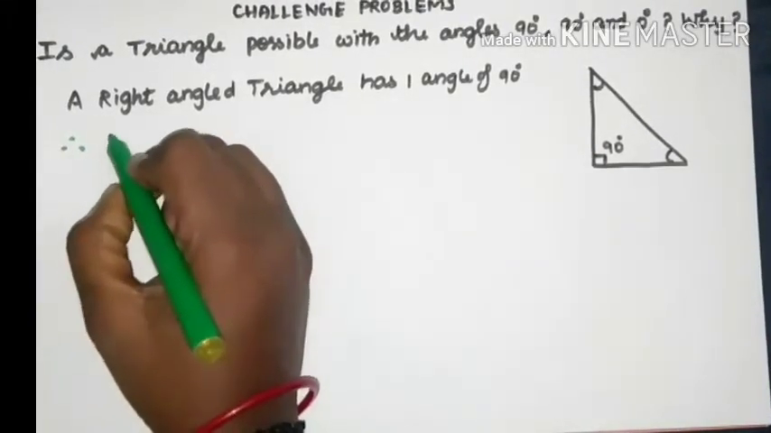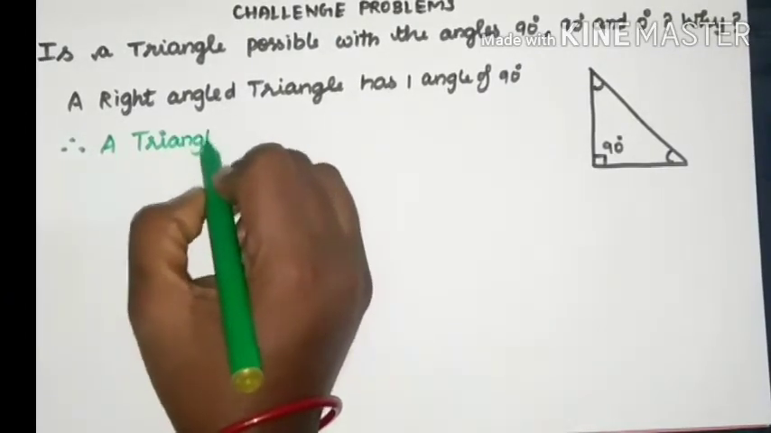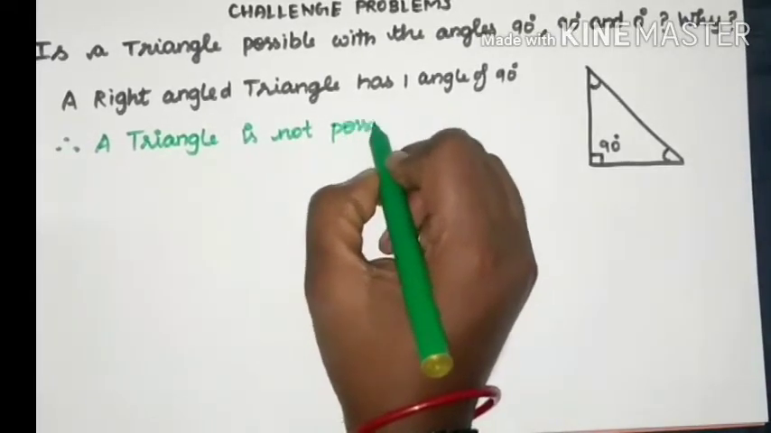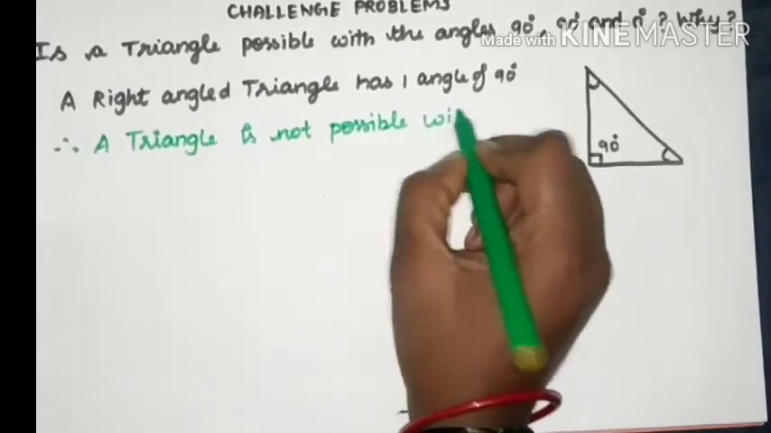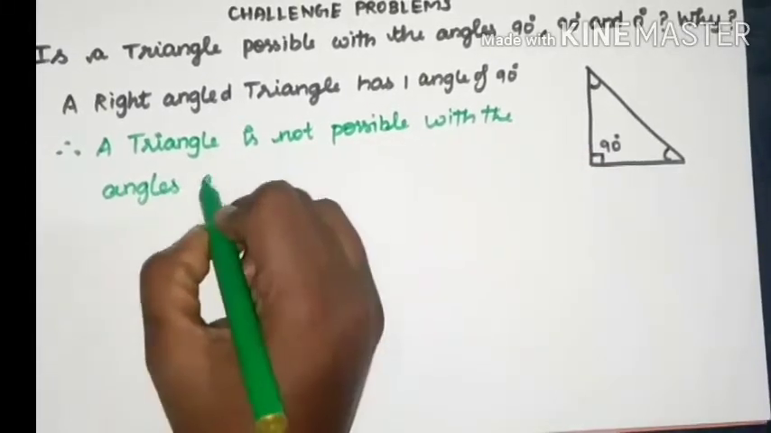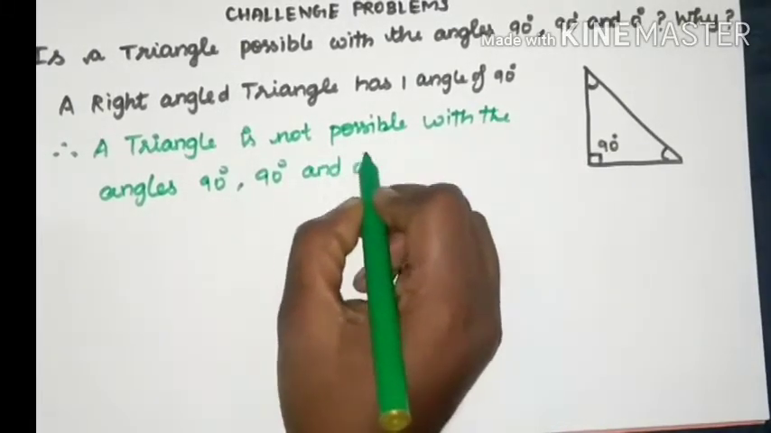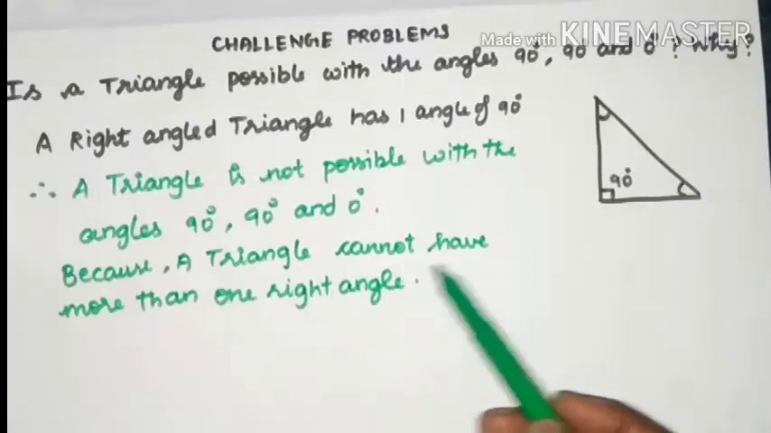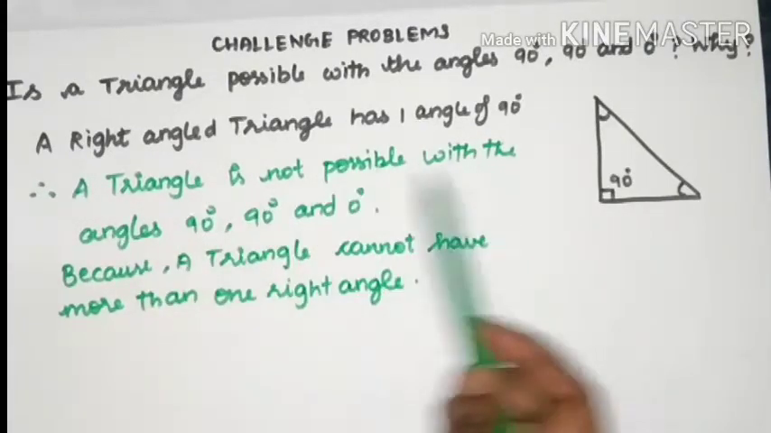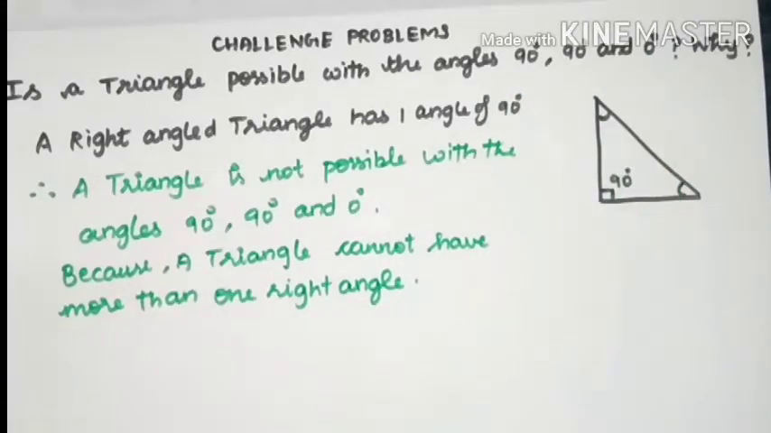Therefore, a triangle is not possible with the angles 90 degree and 0 degree. Because a triangle cannot have more than one right angle. So, a triangle is not possible with the angles 90 degree and 0 degree.